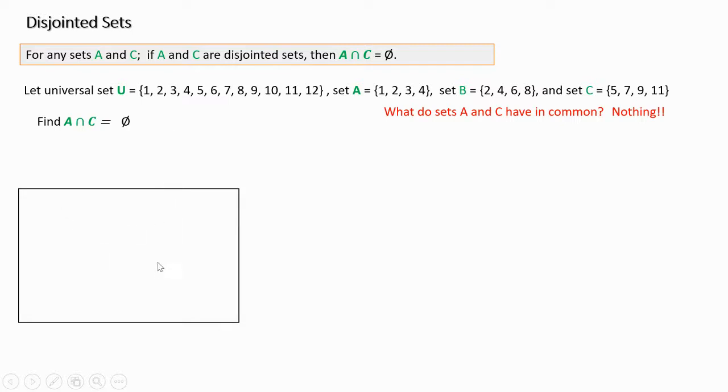Okay, now how do you express it in a Venn diagram? There's my universal set, there's my set A, and there's my set C, right? They don't intersect. That's what that means.